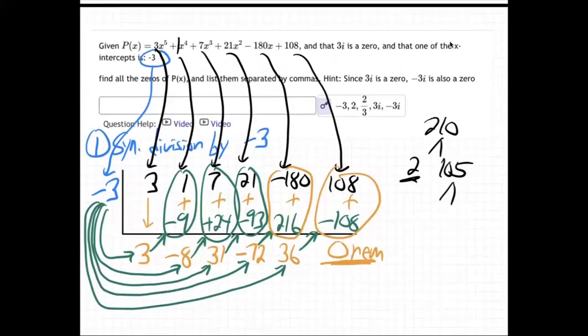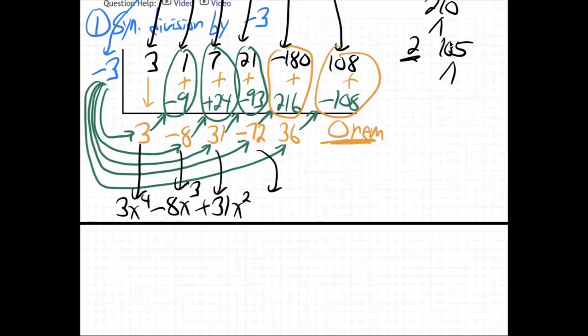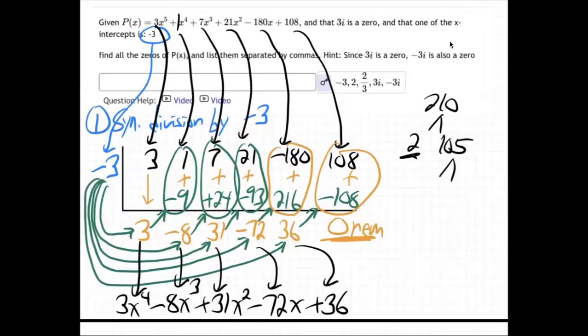Well, we started with x to the 5th, didn't we? Right there. That's x to the 5th. So that means this answer is x to the 4th minus 8x to the 3rd plus 31x to the 2nd minus 72x to the 1st plus 36. That makes sense, the leftovers, because you're always going to go down by 1 degree when you divide. So if we started with x to the 5th and we divided, dividing makes things smaller. When we divide, the answer will be x to the 4th. So there's what we got.